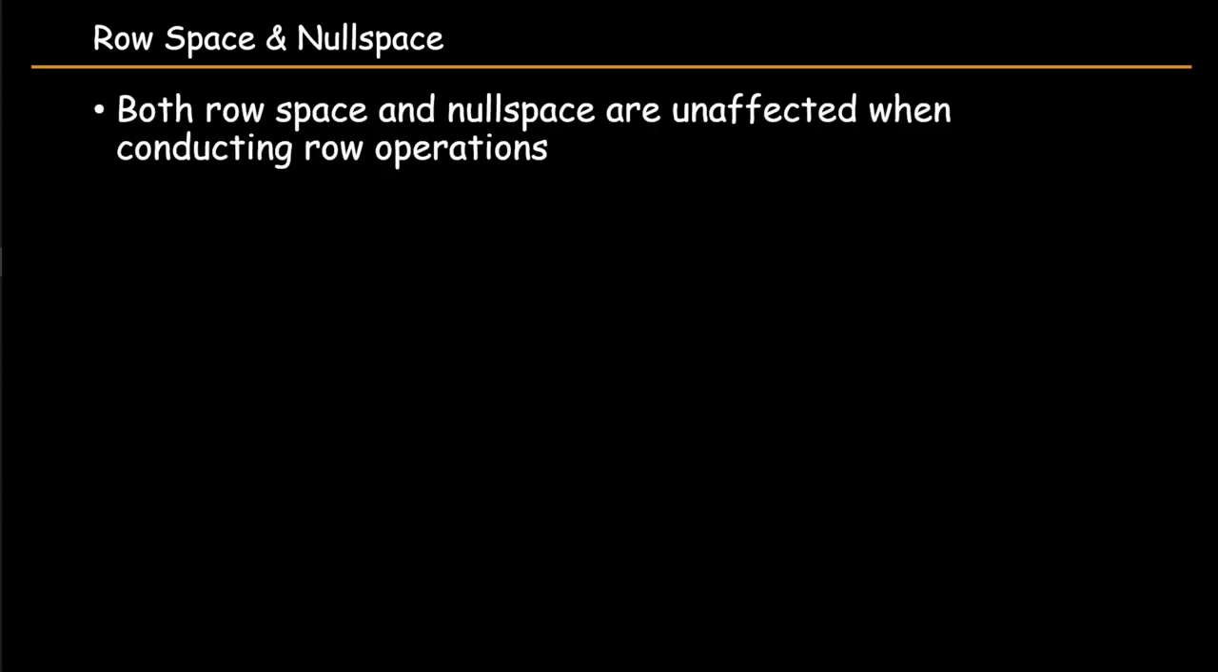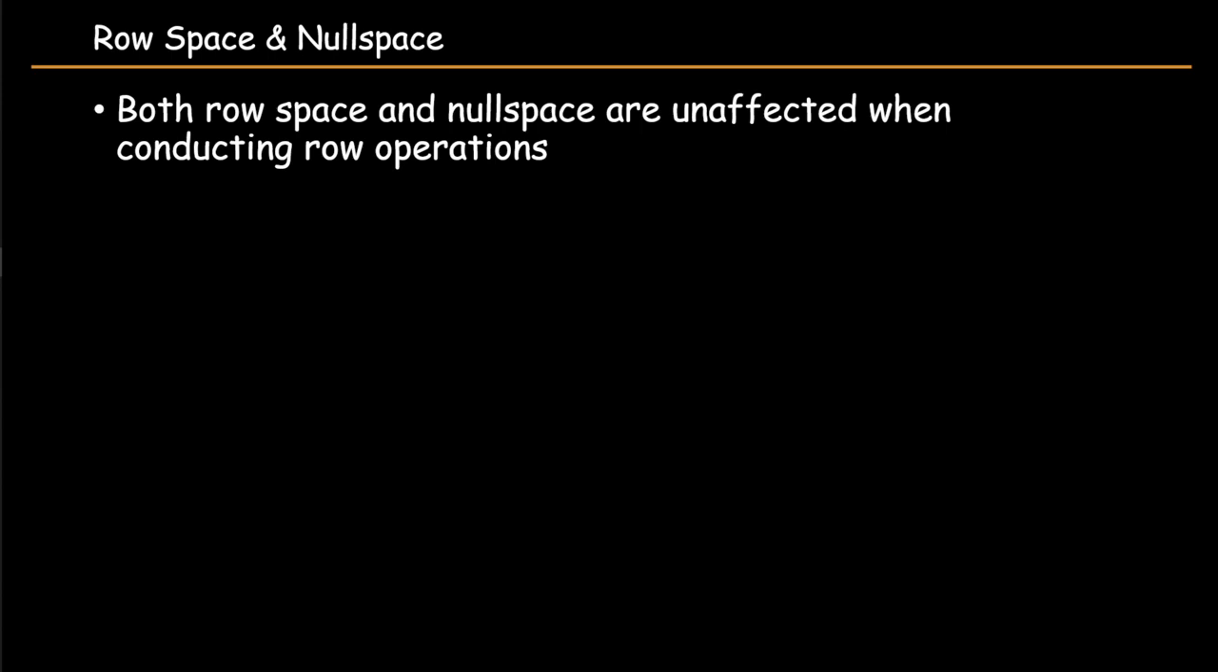So do the row space, null space, and column space get manipulated? Do they get changed? Is that something we have to keep our eye on? Well, the short answer is no. Row space and null space are unaffected when conducting row operations, and this is such a good thing.